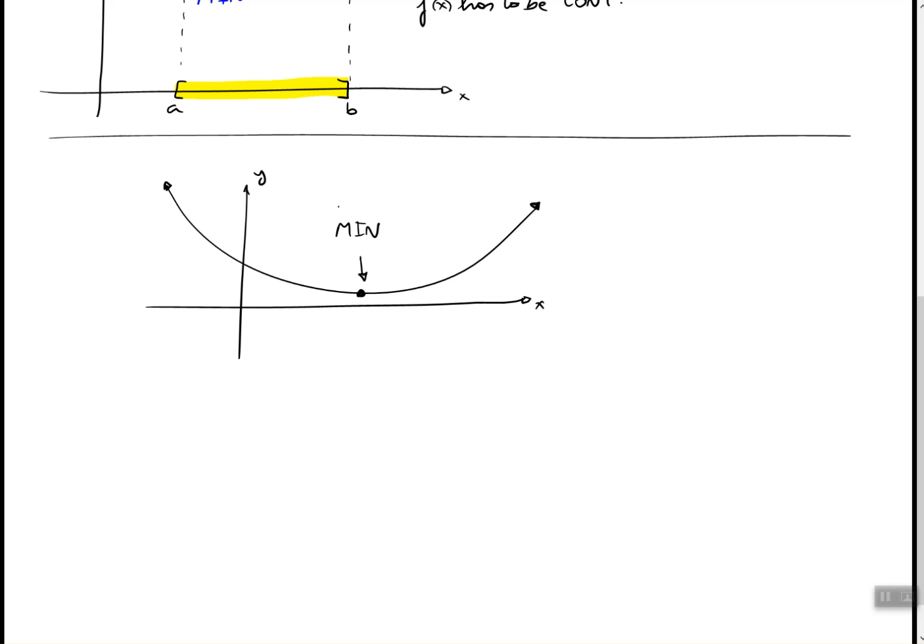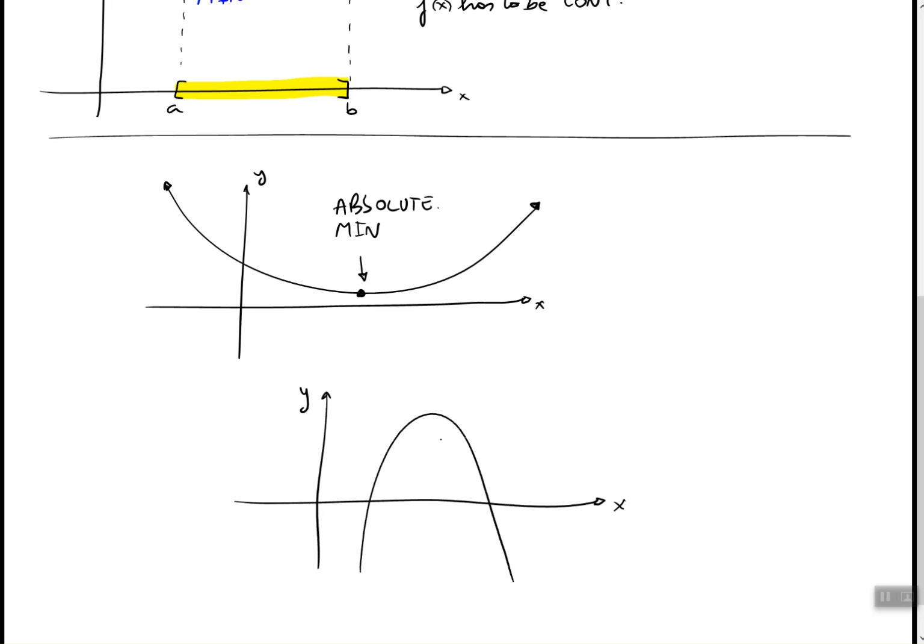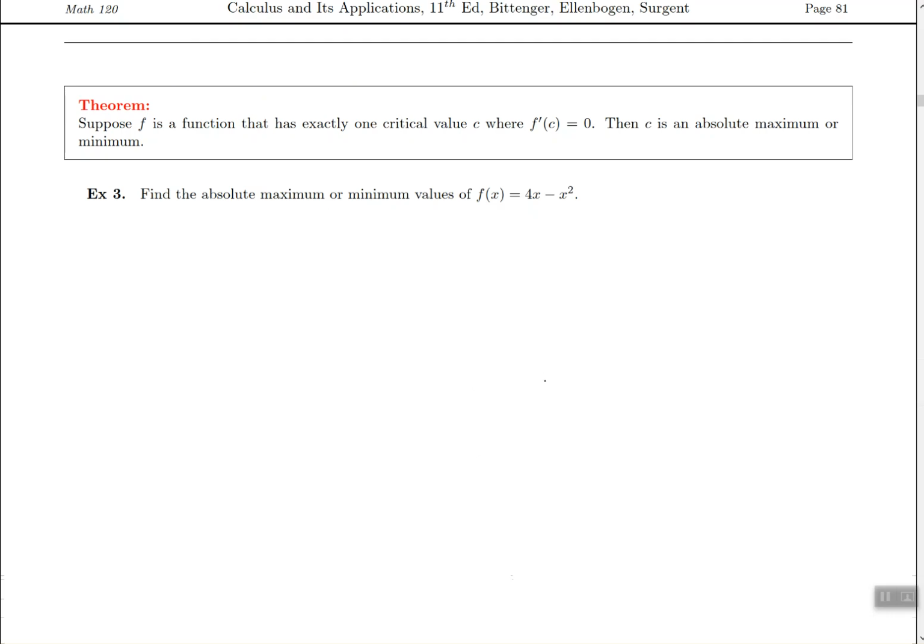Okay, let me do it again. Absolute minimum. Again, an absolute minimum could be called the minimum if you want. Similarly, if my function looks like this, if I have a single critical number, that single critical number in this case will be a maximum, and as a matter of fact, it will be called an absolute maximum because it is the only one on the whole graph. Let's go ahead and practice that with the next problem.